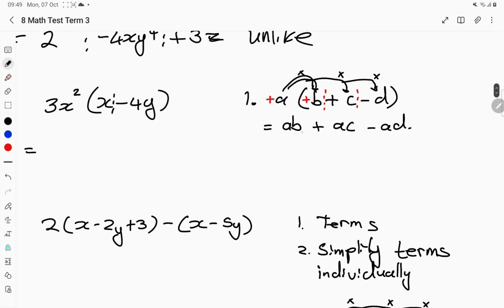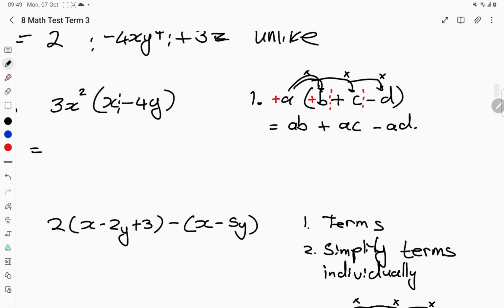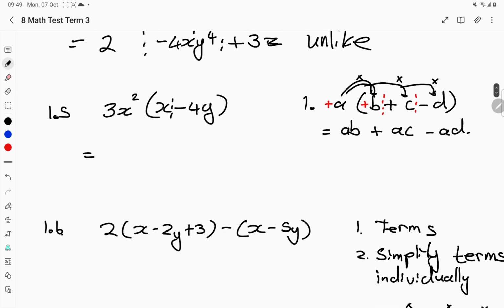So that a will be multiplied to b. A times b is ab. That a is then multiplied to c, which is ac. And then that positive a is multiplied to that negative. Watch out for that. Positive times a negative is a negative value. It's a negative ad. A times d, ad. All right. So let's apply that to this one.